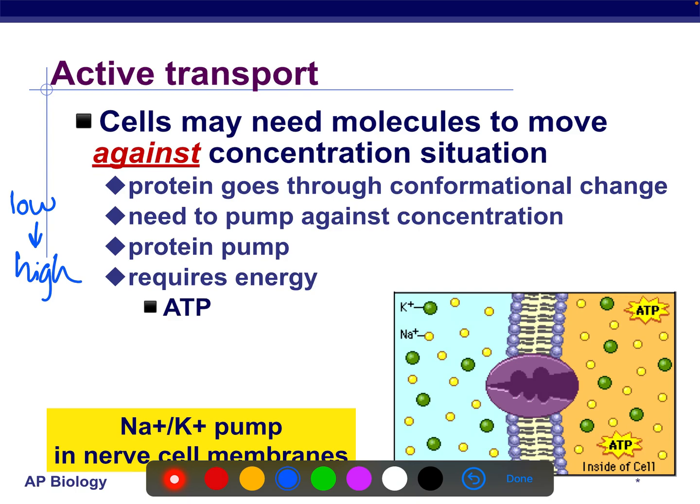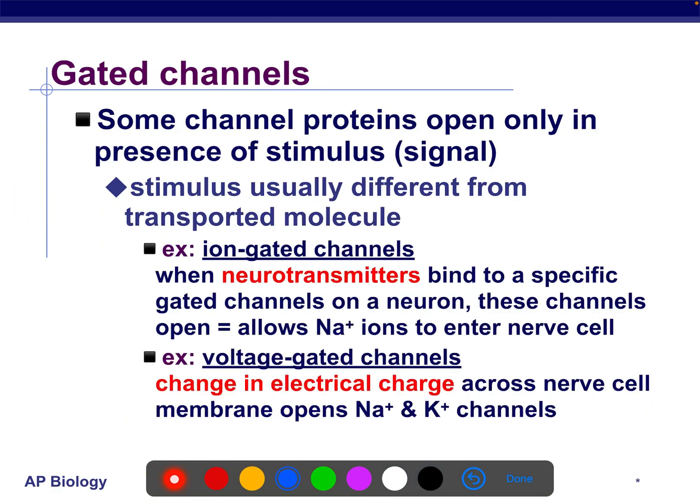And so the type of protein that's going to do this is called a protein pump. That protein pump is going to be activated by ATP to move these molecules against their concentration gradient. The most common example used in biology for this type of transport is the sodium-potassium pump, which is used in nerve cell membranes for action potentials to send messages.